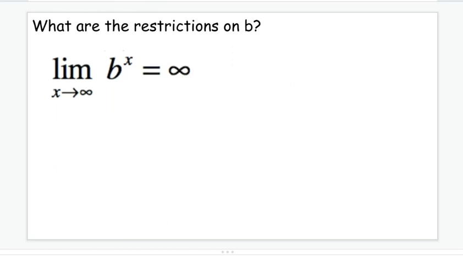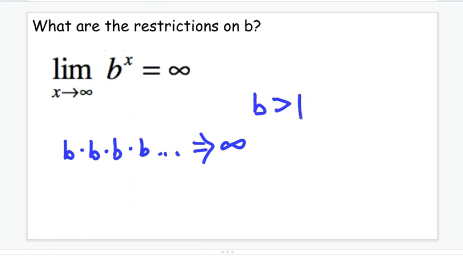Now, on the other hand, if taking that b times b times b times b over and over and over again goes to infinity, then that means that the number b has to be bigger than 1.